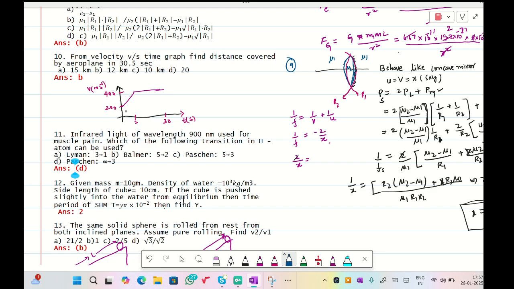Now coming to this one: from the velocity time graph, find the distance covered by the aeroplane in 30.5 seconds. Actually, 30 seconds, I think. In 30 seconds we can find out the area. It is a velocity time graph and they are asking for the distance covered. Therefore, from the velocity time graph, distance is equal to the area under the graph, right? Distance is equal to V into T, the area under the graph.